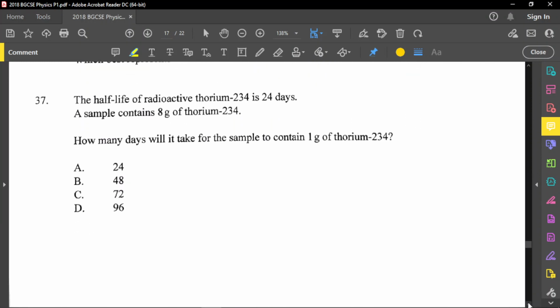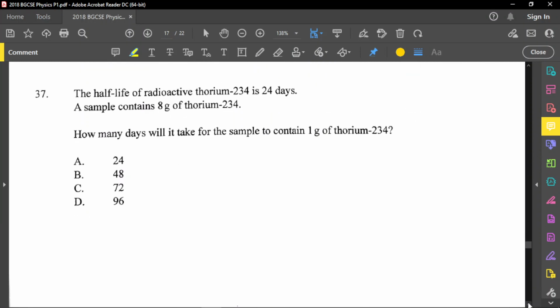All right, question number 37. It said the half-life of radioactive thorium-234 is 24 days. A sample contains 8 grams of thorium-234. How many days will it take for the sample to contain 1 gram of thorium-234?